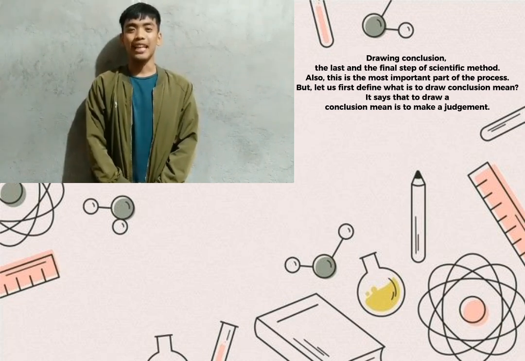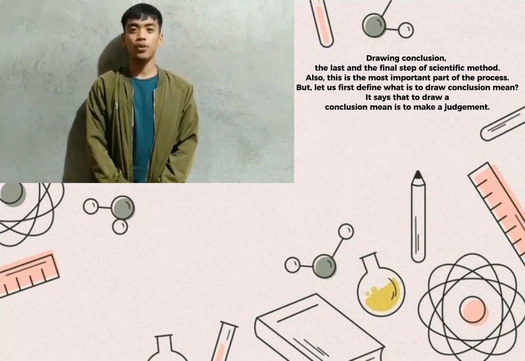Drawing conclusions is the last and final step of the scientific method. This is also the most important part of the process. But let us first define what it means to draw a conclusion. To draw a conclusion means to make a judgment. How important is drawing a conclusion? It needs to employ critical thinking. It also provides researchers with the opportunity to investigate the larger implications of their findings in depth and detail. It is important because it should prove or disprove the hypothesis and answer the research question.